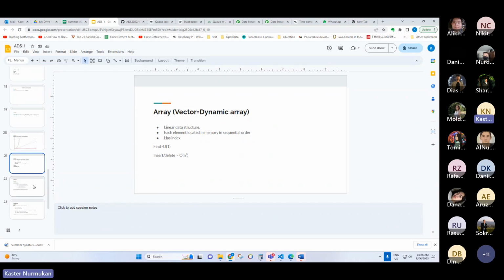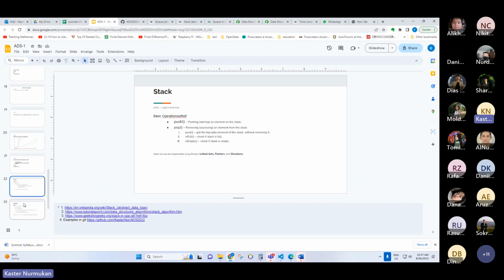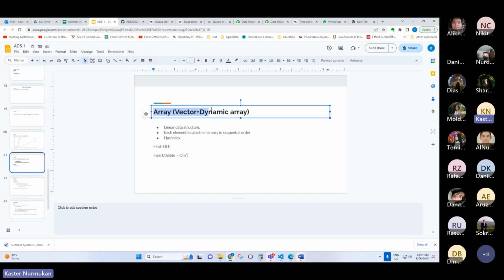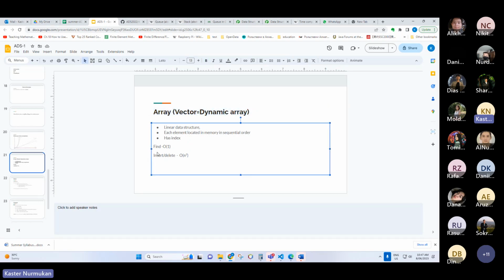Then, before we begin to analyze two data structures, stack and queue, in order to understand them we will give a short description of the array and dynamic arrays as well. No problem, it's the same thing. The only difference is the size.